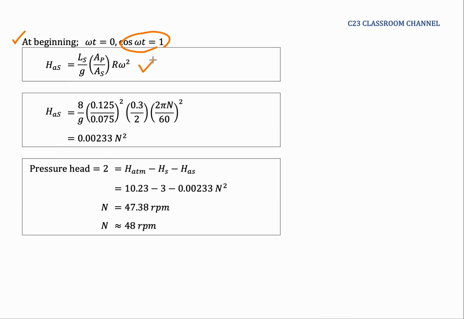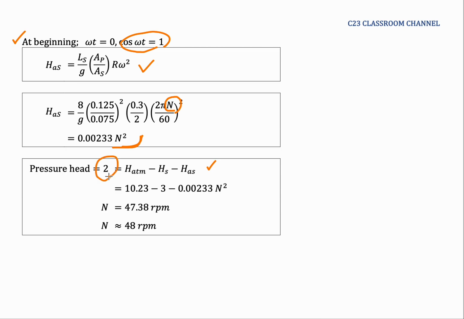Because cos is equal to 1 now, we substitute all the values, but we cannot substitute the value of n because n is the value of RPM. RPM is the speed of the piston actually. So we just leave the value of RPM as n, and finally we could simplify the acceleration head as 0.00233 n square. And then we substitute into the pressure head equation, and from the question we know that the safe pressure head is limited to 2.